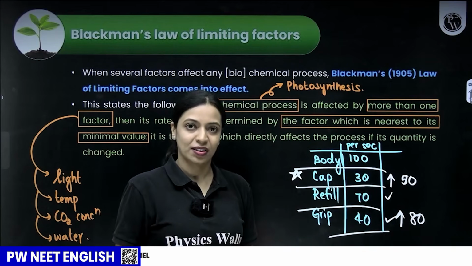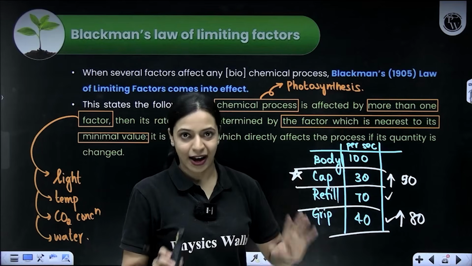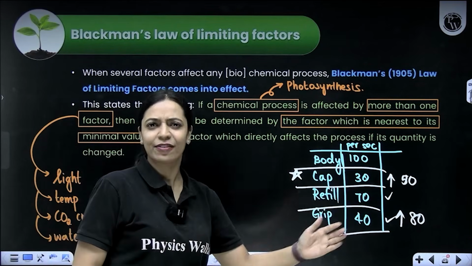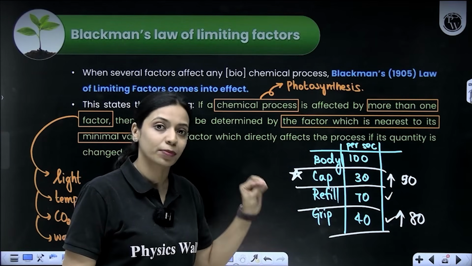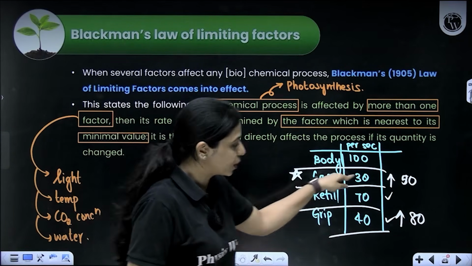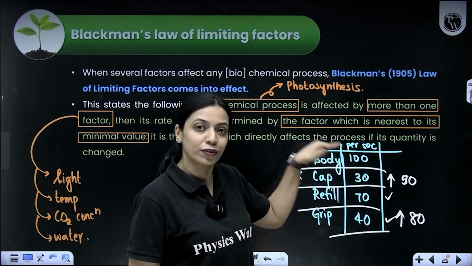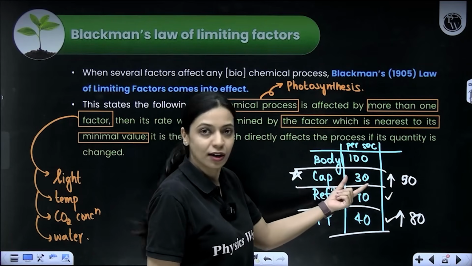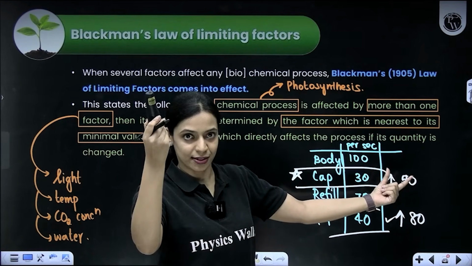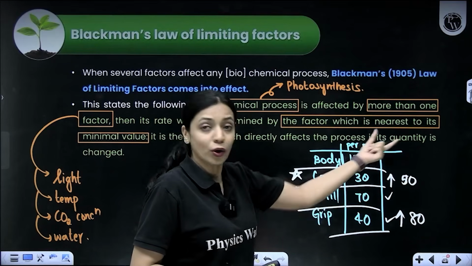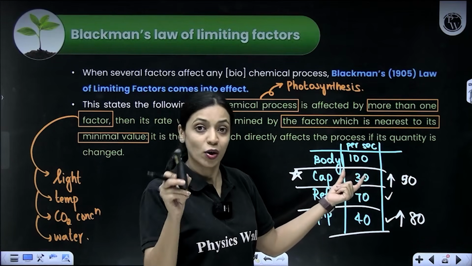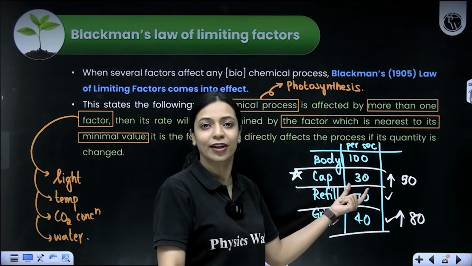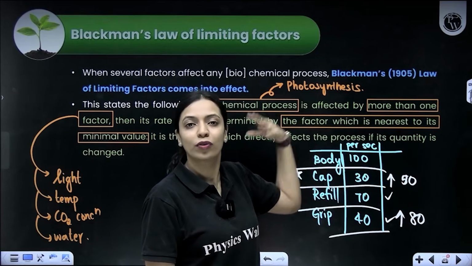So even in photosynthesis, you will have different factors affecting the rate of photosynthesis. Whichever one is most deviated from its optimum value is what will determine the rate of photosynthesis. By increasing the quantity of the lowest component, I increase the overall rate. Initially it was 30, but when I increased that to 40, the overall rate also increased. But if I increased 100 to 110, the overall rate would not have increased. So if you increase the factor that is closest to its minimal value, only then will you get an overall increase in photosynthesis.